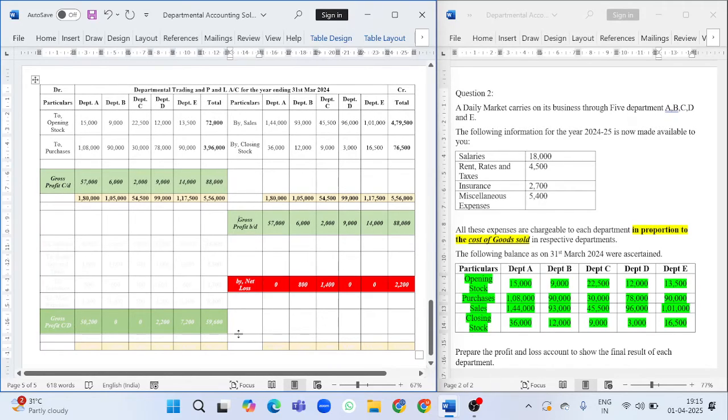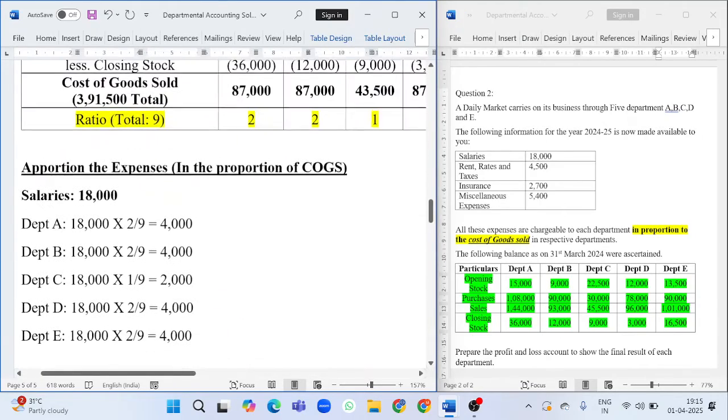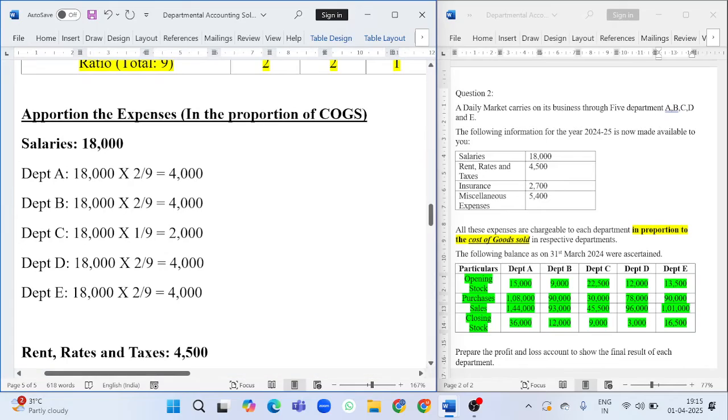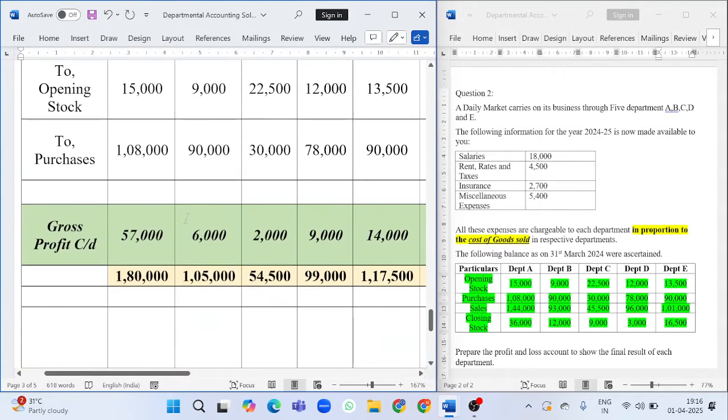Clear? Again I'm telling you, if you are unable to see the screen properly, please zoom the screen a little bit. Okay. Now let us see the expenses. So what is the first expense? The first expense is salaries, and the total salary is 18,000, but we cannot show this 18,000. We have apportioned the expenses for individual departments, so these values we are showing. For department A, B, D and E it is 4,000, and for department C it is 2,000. The same thing I need to show over here.